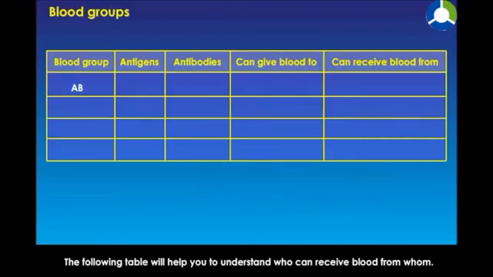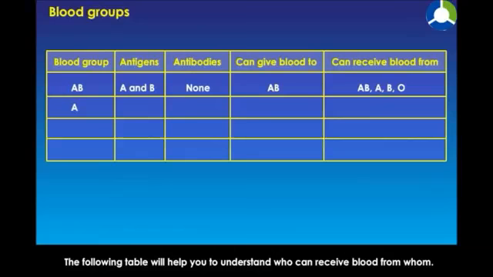Blood group AB contains antigens A and B. They have no antibodies. They can give blood to blood group AB. They can receive blood from AB, A, B and O.